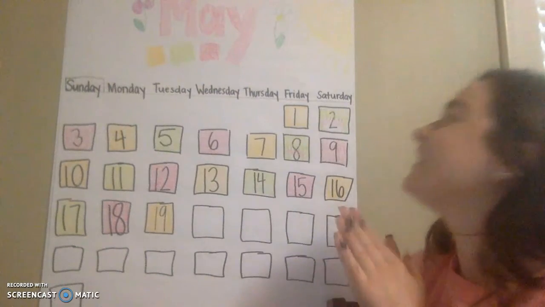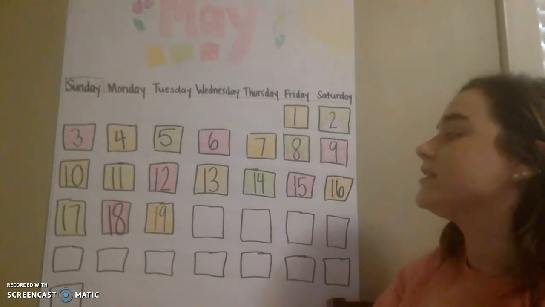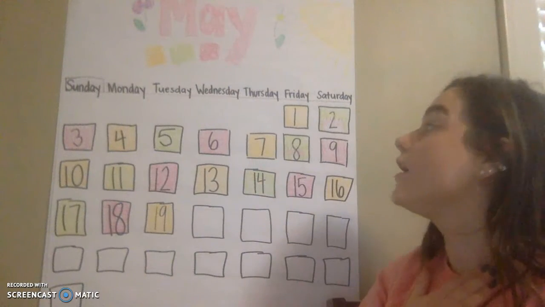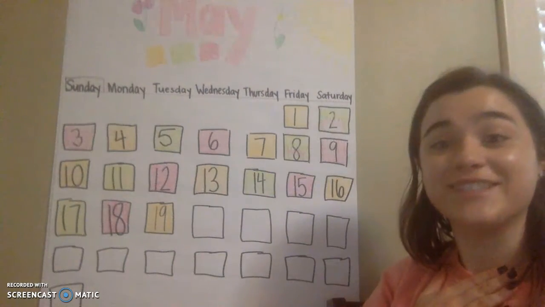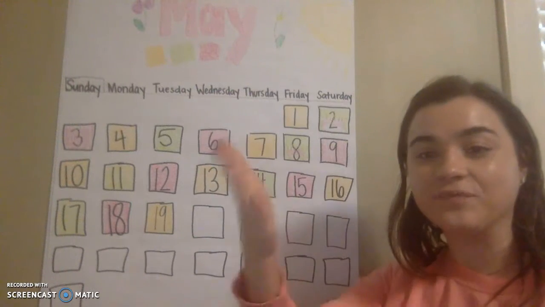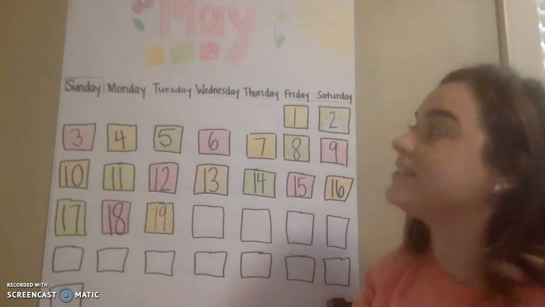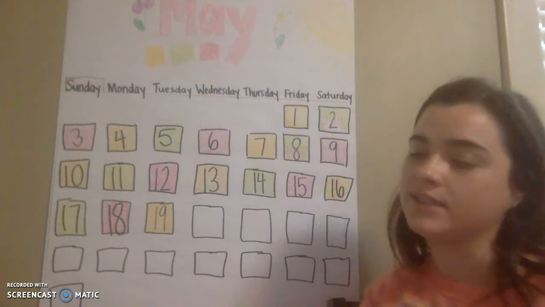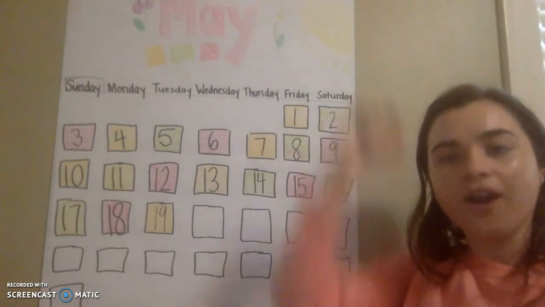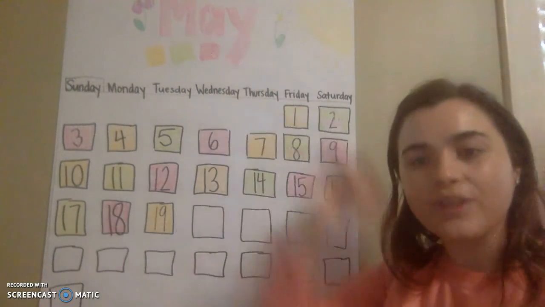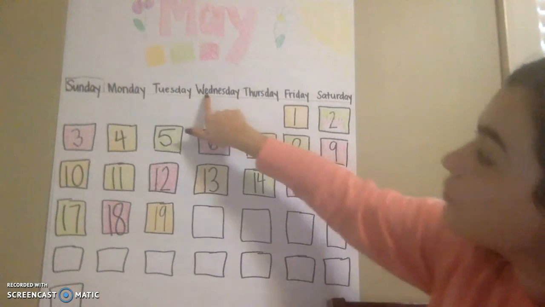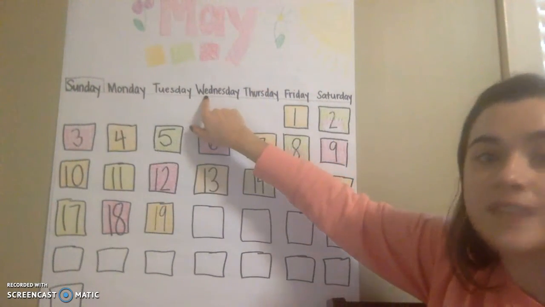Very good. Let's say the date really quick. Today is Tuesday, May 19, 2020. Today is Tuesday, all day long. Yesterday was Monday. Tomorrow will be Wednesday.